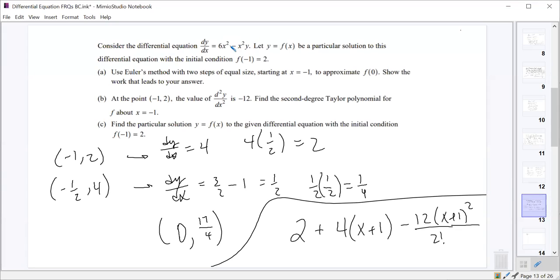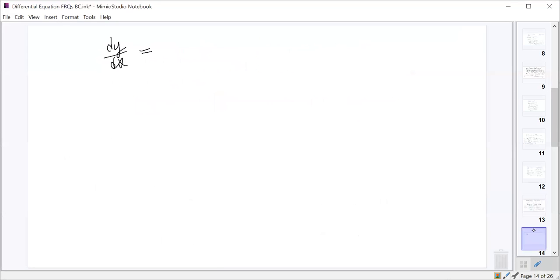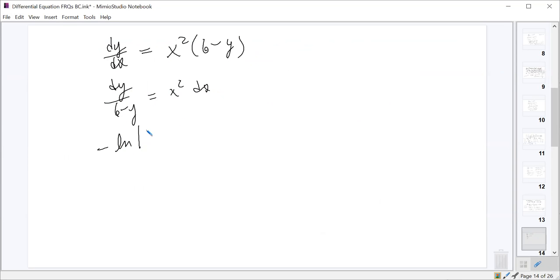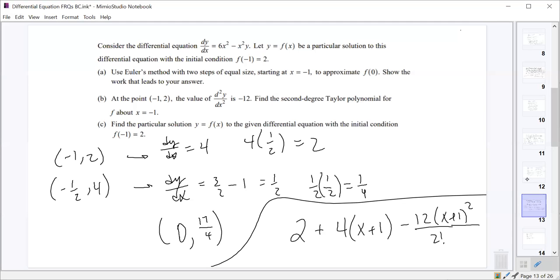So in order to separate this one, we're going to have to factor out the x squared. So x squared times 6 minus y. And we're going to end up with dy over 6 minus y equals x squared dx. And so that becomes negative natural log absolute value 6 minus y equals x cubed over 3 plus your constant. And I don't remember, our initial condition was when x is -1, y is 2.